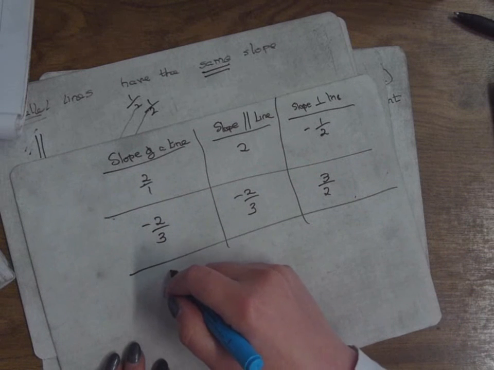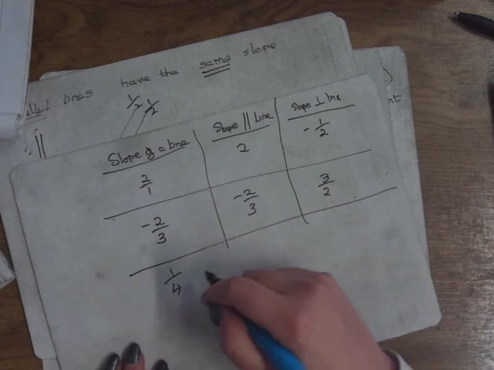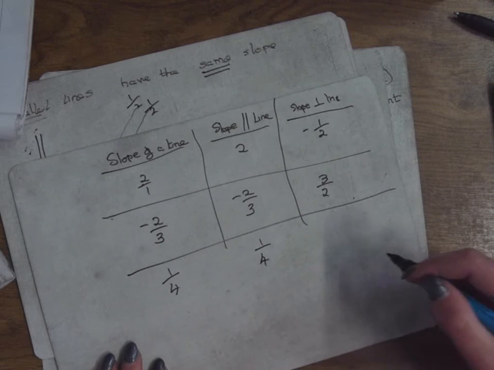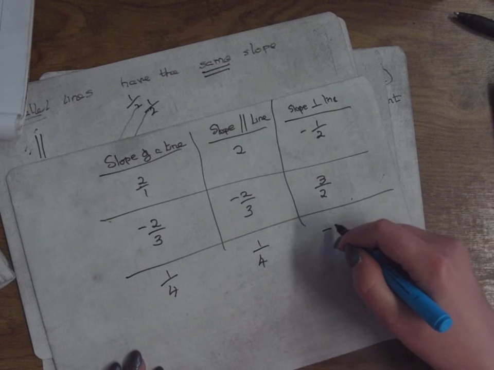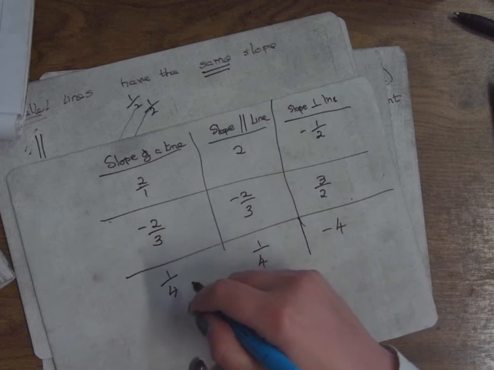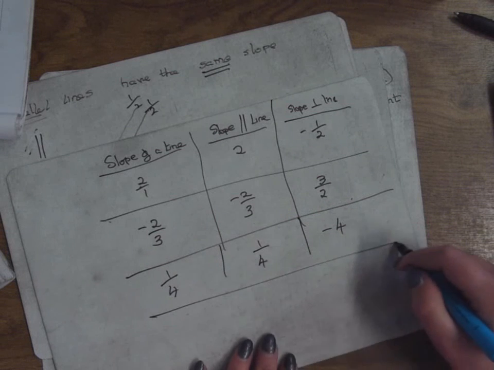Finally, just one more. If I say the slope of a line is 1/4, what's the slope of a parallel line? 1/4. What's the slope of a perpendicular line? -4 over 1, which is just -4, isn't it? Are we all okay with that? Remember that? Okay, great.